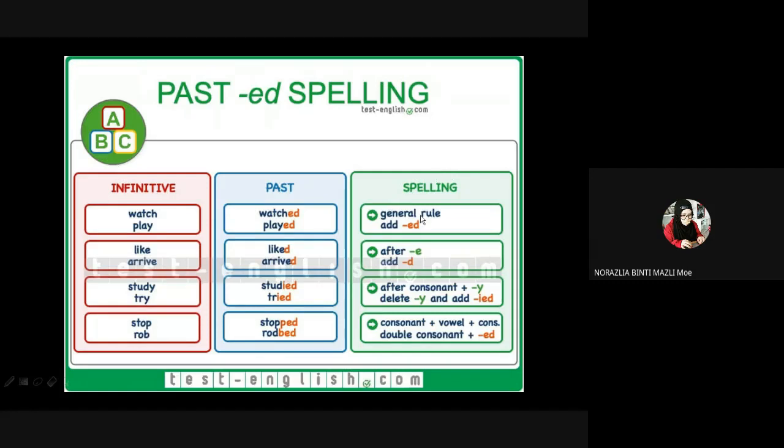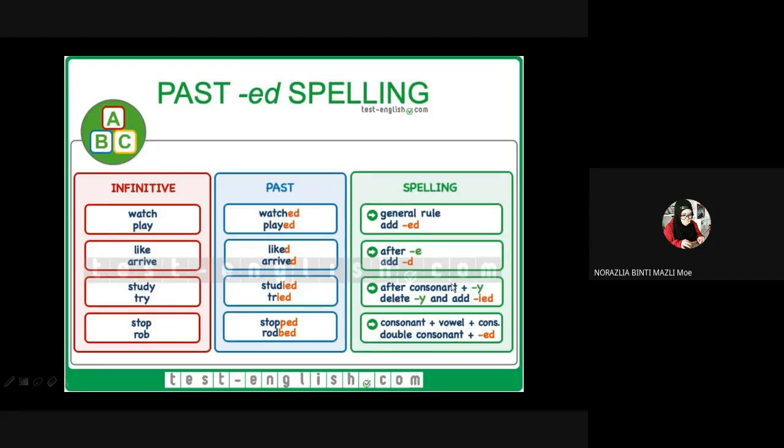Spelling dia, the general rule would be we add ed. Ni yang simple je. Okay, but for this one, when it ends with E, contoh macam like, ada E kan, end with E, we would add D only, no need to add ed. For others, we add ed. For word which have ended with E, we simply add D. Yalah, takkan nak ulang E dua kali kan. So macam tu je lah. Like arrived, macam tu.